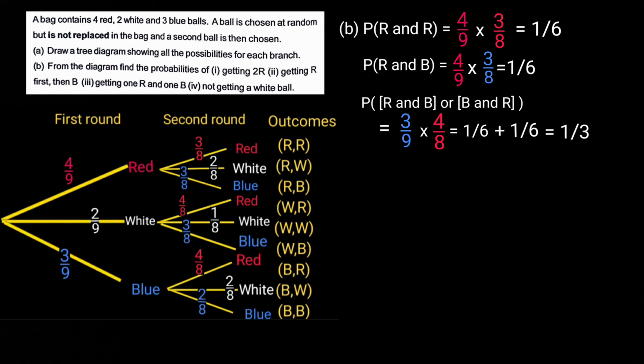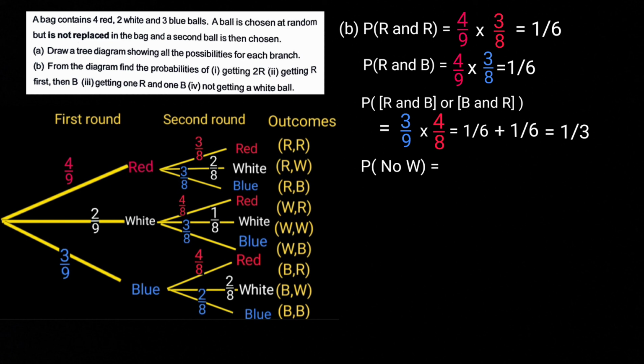And finally, the question wants the probability of not getting a white ball. If we look at the tree diagram, the outcomes where a white ball is not drawn are these 4 scenarios. We'll just have to add all those 4 scenarios after figuring out each of the probabilities. Just pause the video if you want to work on it yourself, since this is just the same concept we have learned and I will only show you the answer.